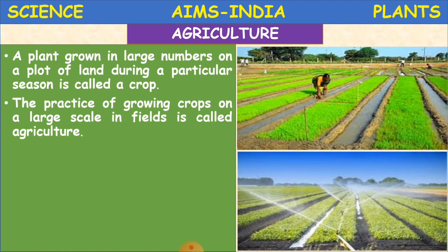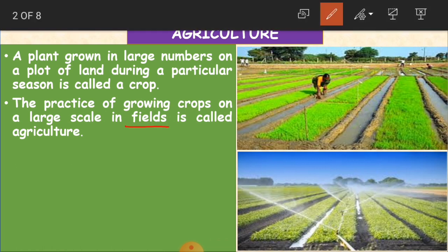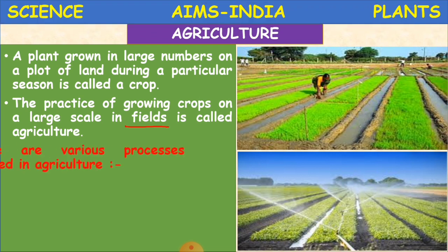Where do they grow these plants, children? In fields. Field is a large area where crops are grown. And the practice of growing crops on this large scale, in the sense so many plants growing in a large area which we call a field, is called agriculture, as you can see here in the picture. And there are various processes involved in agriculture. So you have got so many processes which are related to agriculture. Let us see what they are.